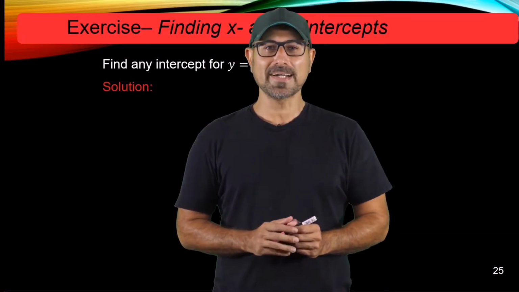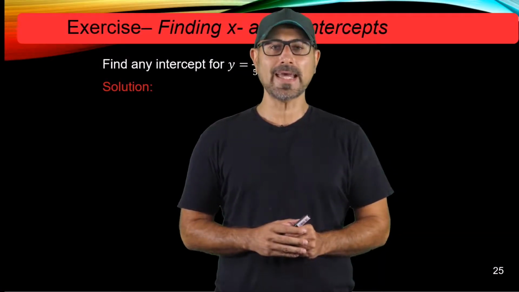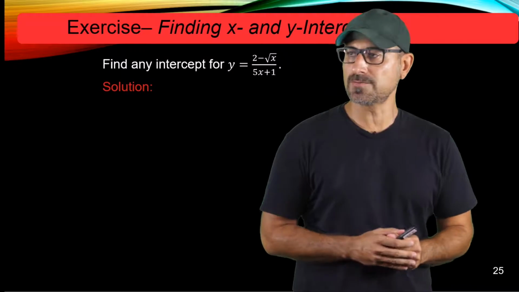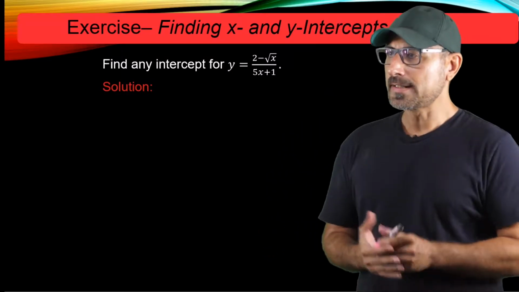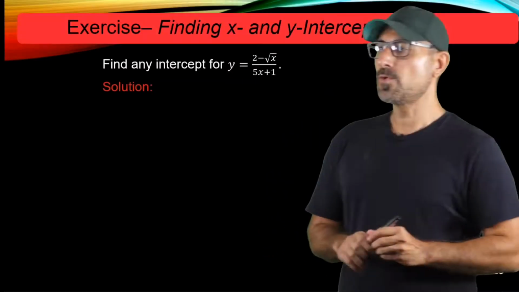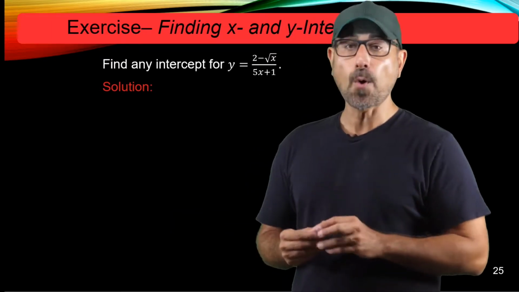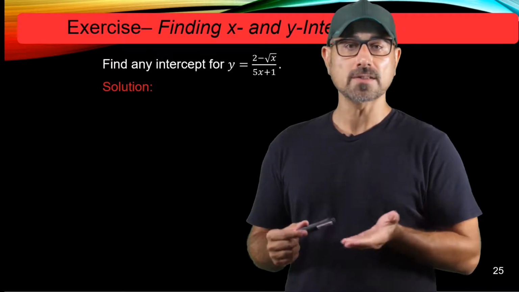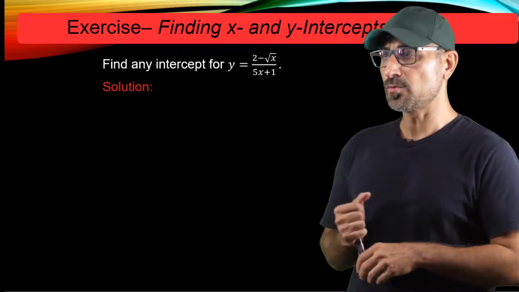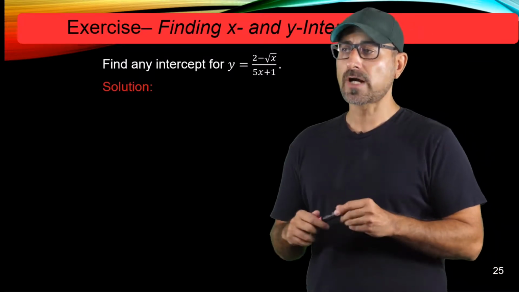Hello, welcome back. In this video, we're going to find the x and y intercepts of a function, and that function is a rational function. So remember that x-intercepts are the points where the graph crosses the x-axis, and the y-intercepts are the ones where the graph crosses the y-axis.